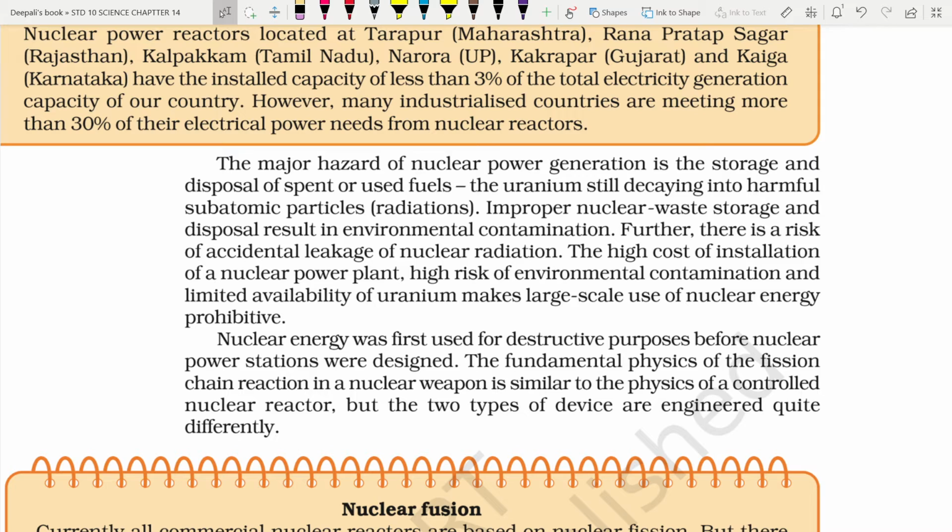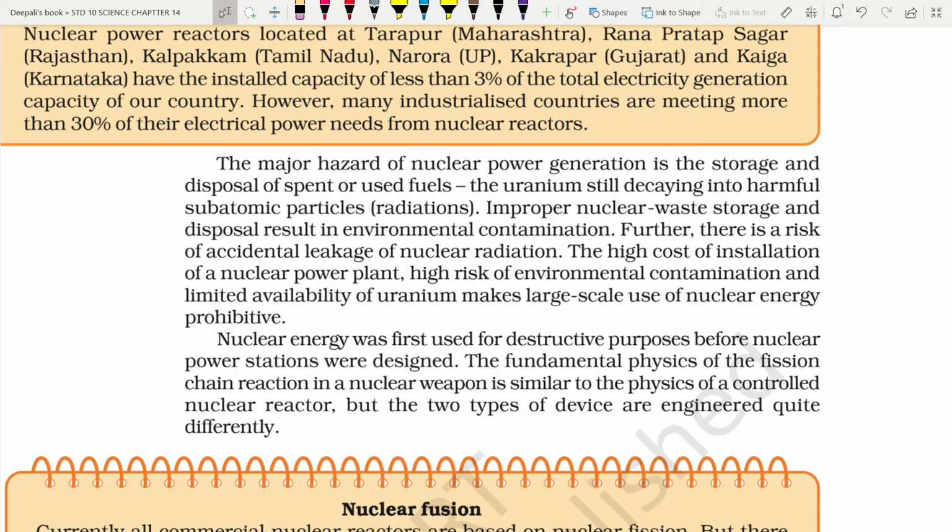The major hazard of nuclear power generation is the storage and disposal of spent or used fuels. Uranium is still decaying, emitting harmful subatomic particles and radiations. Improper nuclear waste storage and disposal results in environmental contamination, which could be very hazardous. Further, there is a risk of accidental leakage of nuclear radiation.